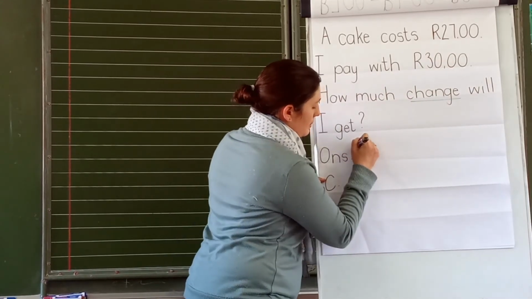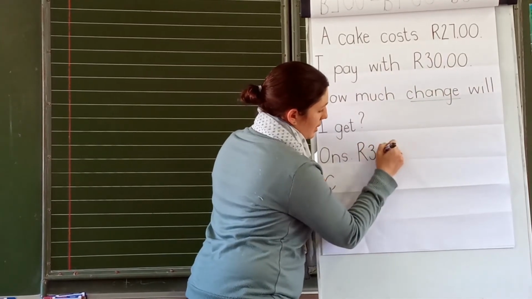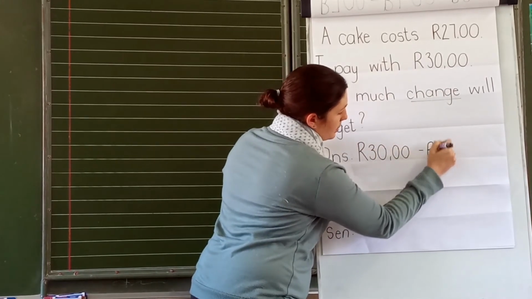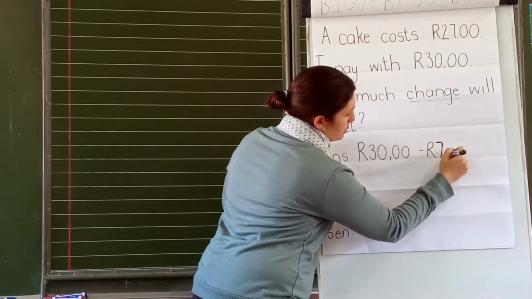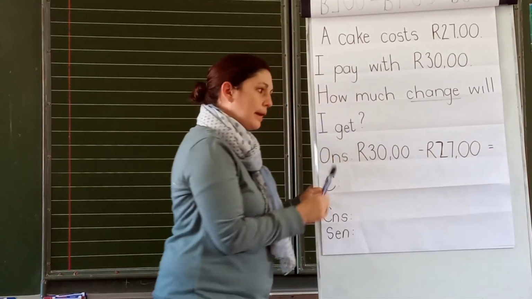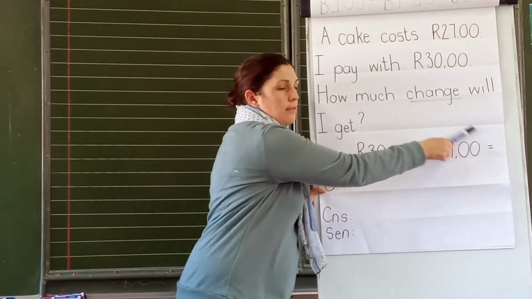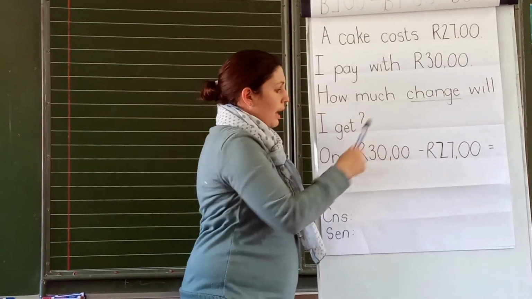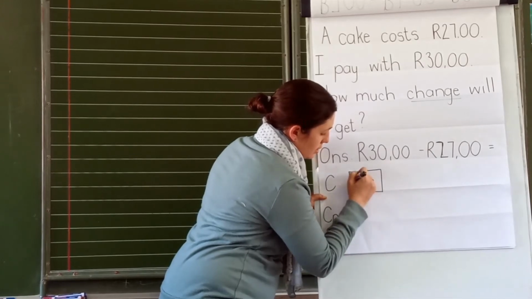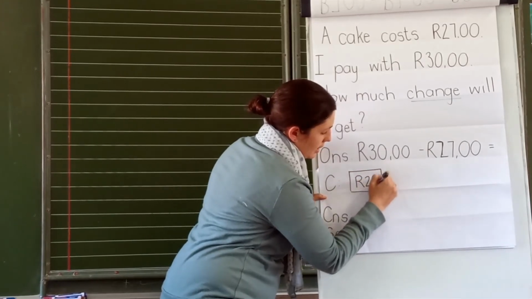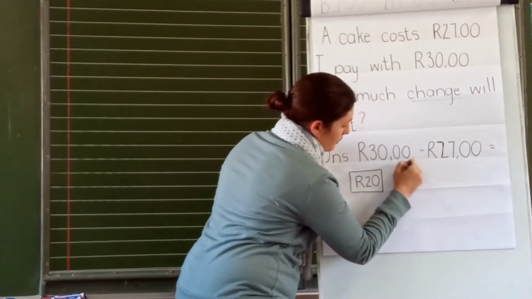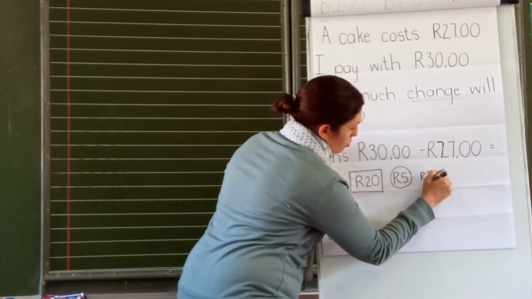So my open number sentence, 30 Rand, and I'm remembering my Rand sign, minus 27 Rand equals. Again, we're going to make up the 27 Rand first here. So I know that I get a 20 Rand note. There's my 20 Rand. And to make up the 7 there, I don't get a 7 Rand coin. So I need a 5 and I need a 2.